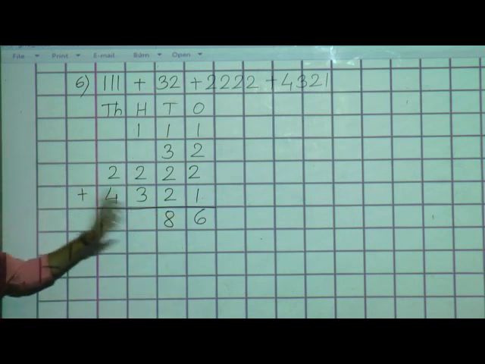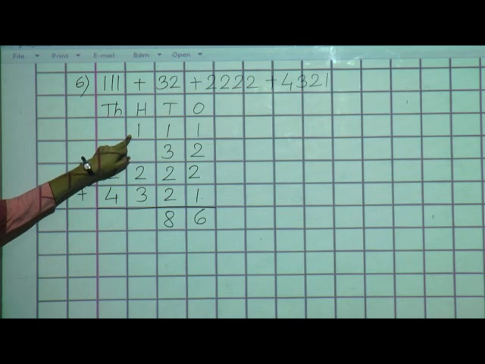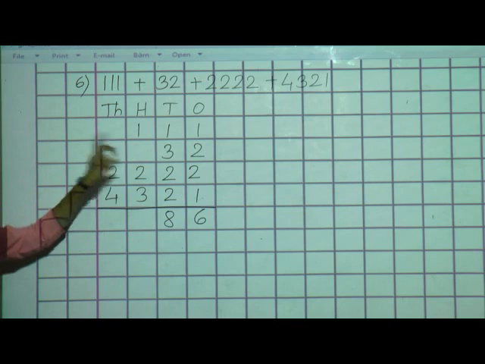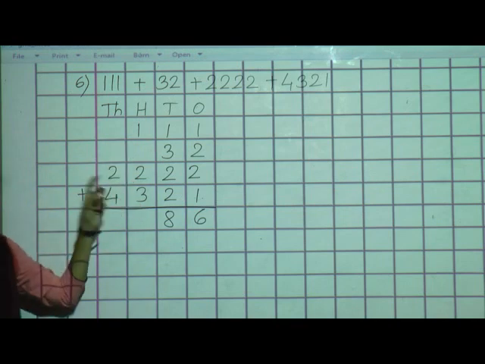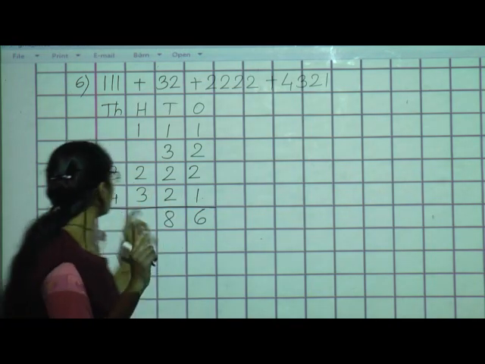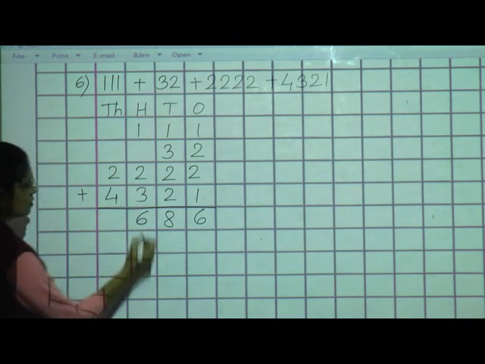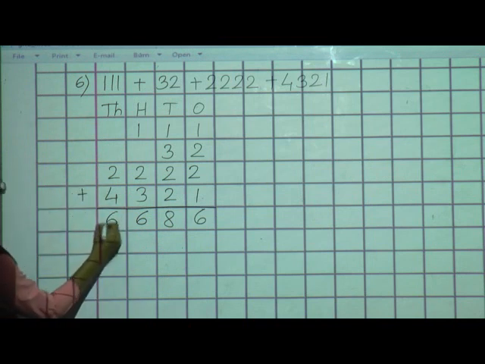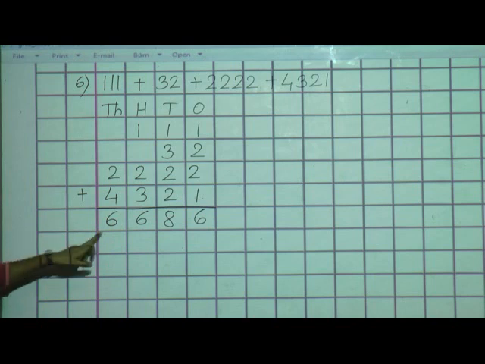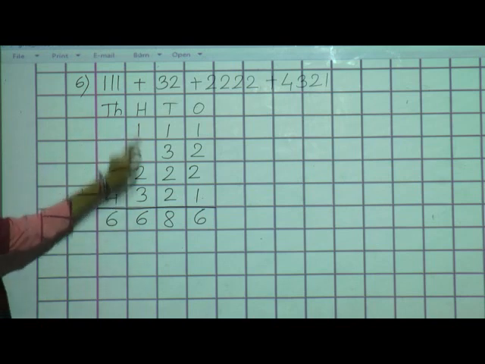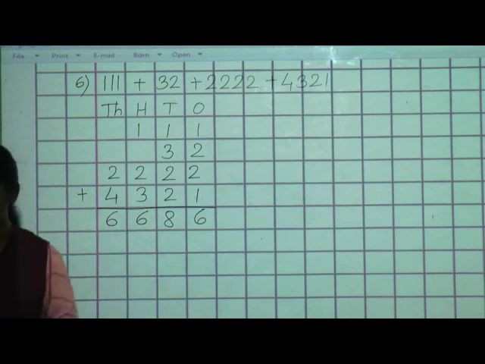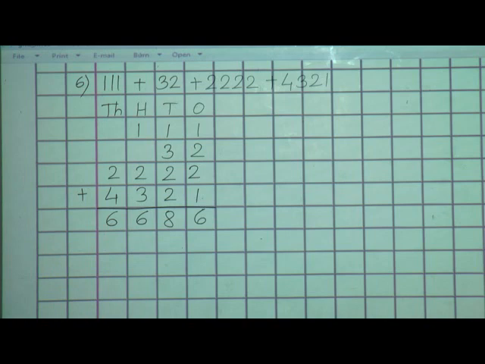Now see the hundreds place. At hundreds place here 1 is there, here nothing is there, means here 0 is there. So 1 plus 0, 1. Then 1 plus 2, 3. Then 3 plus 3, 6. Now see the thousands place. 2 plus 4, 6. So what will be the answer? The answer is 6686. This is the addition. This is the answer.